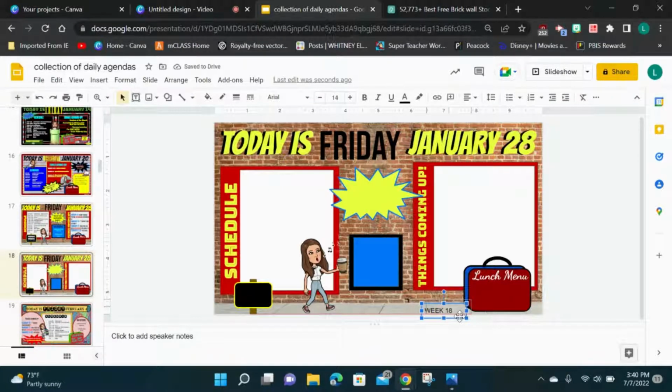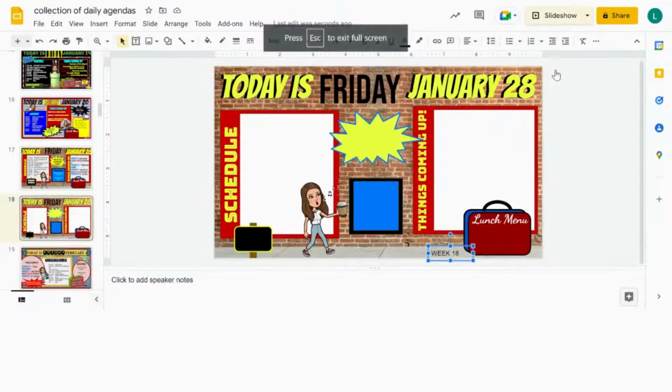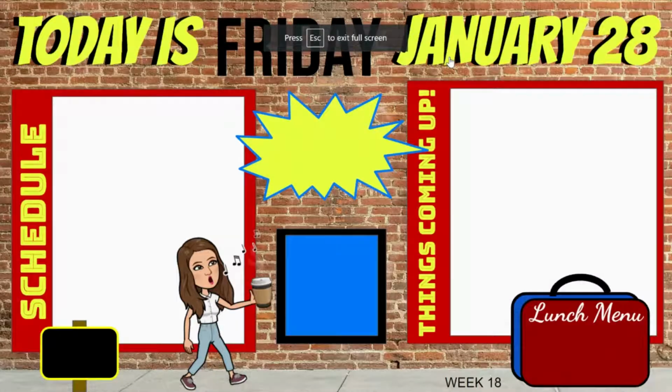You can put it wherever you want. I usually do try to keep it on the same area of the agenda. So mine are always at the bottom. My kids will always find it somewhere in the bottom of the agenda. All right, so now that truly is it. This is how your agenda will look.